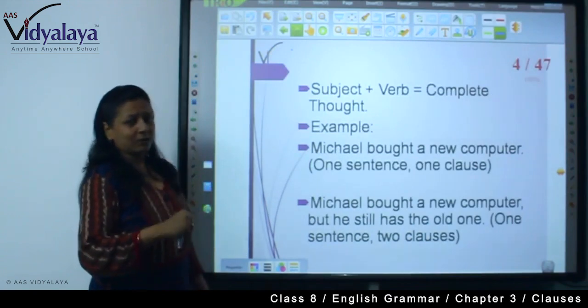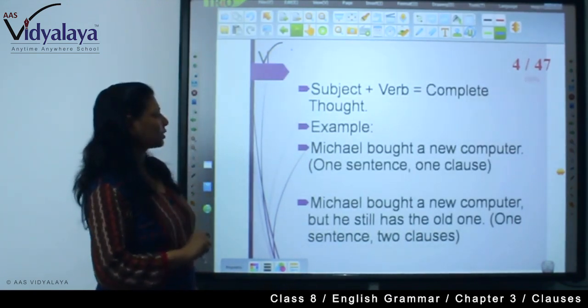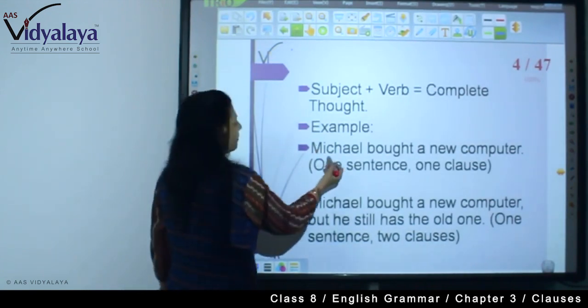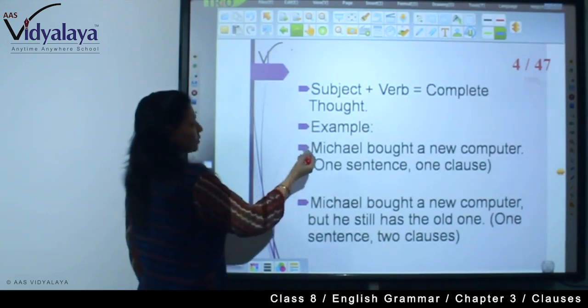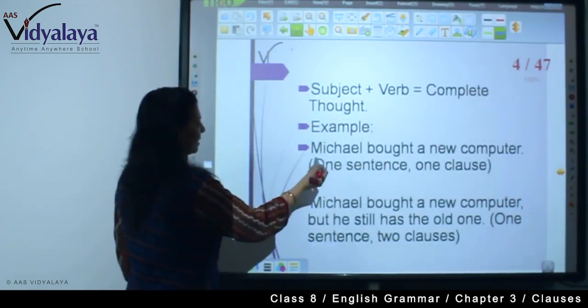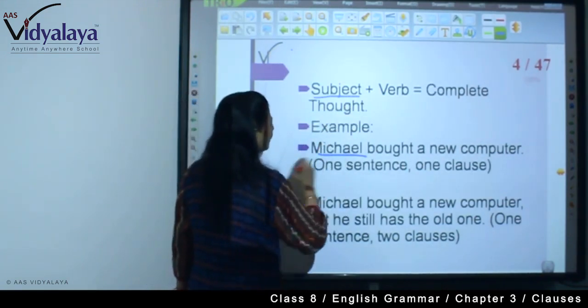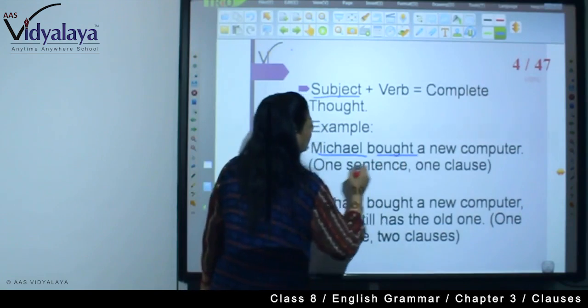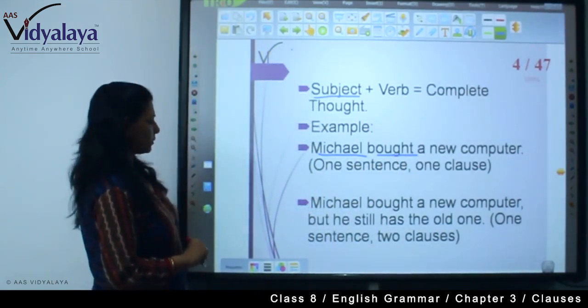Now, how can we say subject plus verb is equal to a complete thought? Example: Michael bought a new computer. See? This is one sentence or one clause. Michael bought a new computer. What is the subject here? Michael. And what is the verb? Bought. And this is the thing it bought: a new computer.